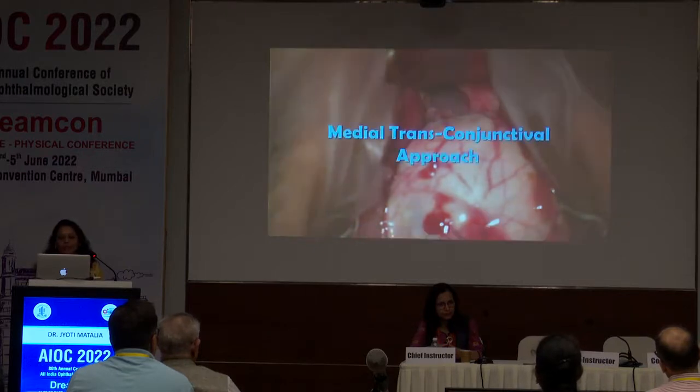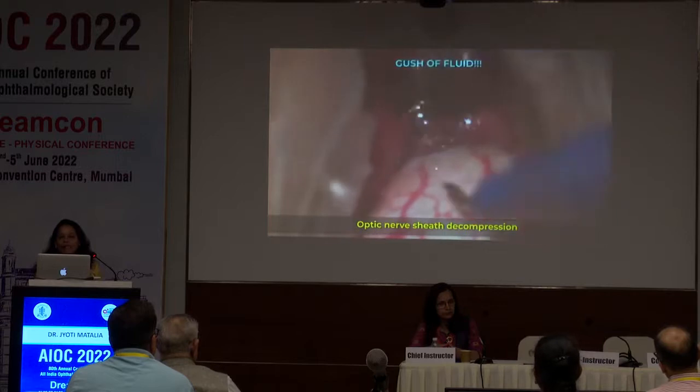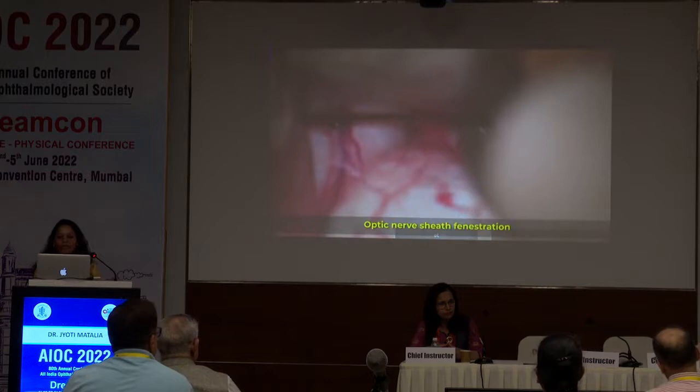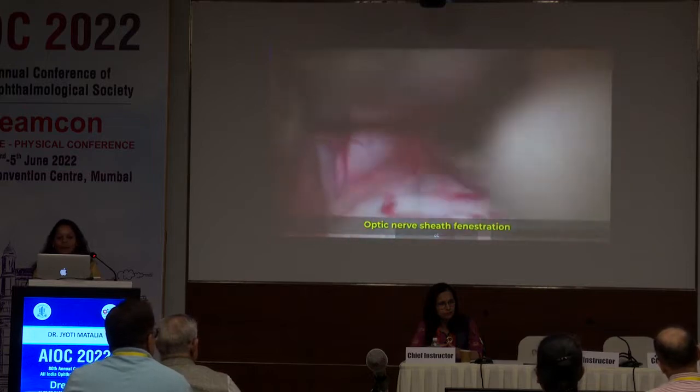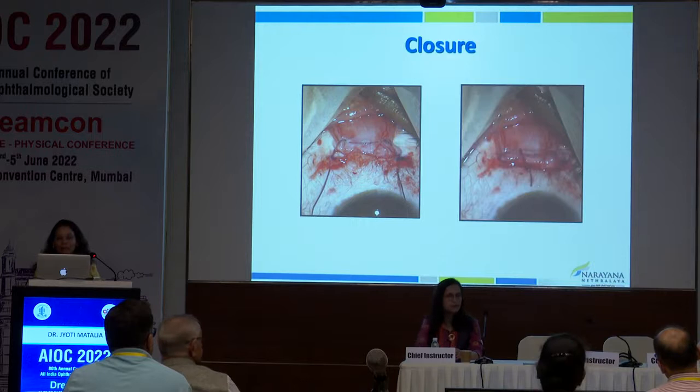So this surgery is a medial transconjunctival approach. With a bent keratome, you go into a blood-free area, as you can see, and release the pressure. Note the gush of fluid. This fluid is the raised CSF which is around it. Take a part of the sheath outside, that's the optic nerve sheath fenestration, and break the attachments around. This is followed by closure, getting the muscle back to its position and completely closing the conjunctiva.